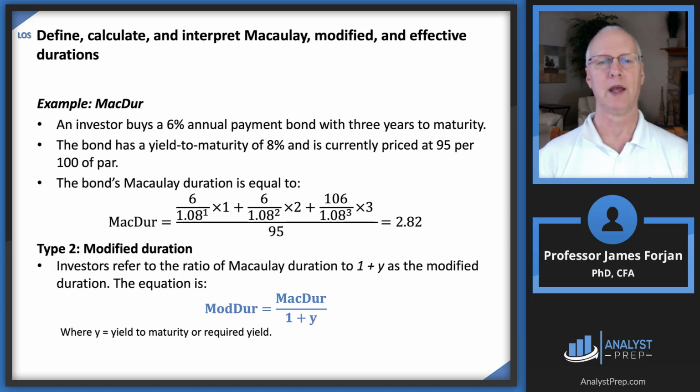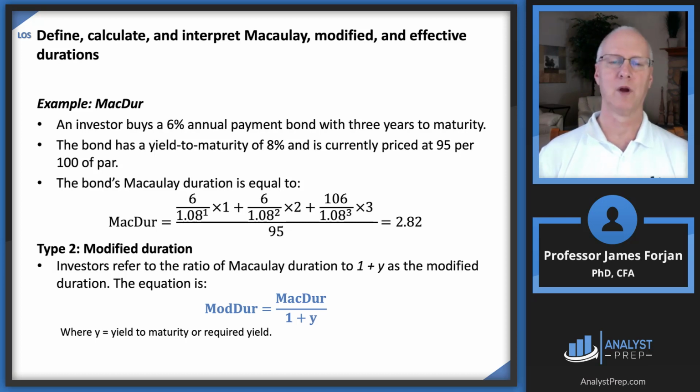So we get a Macaulay duration of 2.82. So I want you to think of that 2.82 as kind of similar to the 6.1 in the example that I gave you before. One important note here, a 0 coupon bond doesn't pay any coupon payments, obviously. Its duration will equal its maturity date.